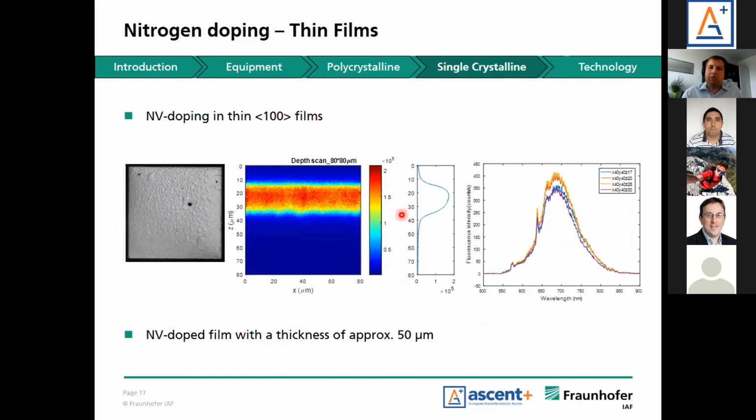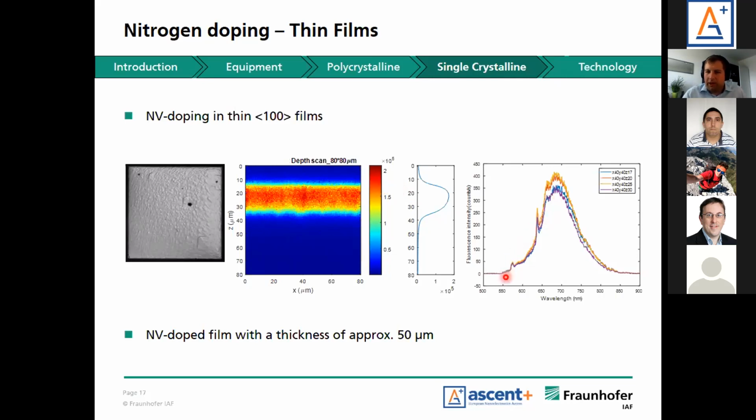This is actually not so easy as it sounds, because the nucleation behavior of nitrogen doped diamond is a bit different to intrinsic diamond, but we've succeeded in doing that. And what you see here is a typical photoluminescence scan, a depth scan that shows you a thick 100 oriented NV doped layer. In this case, it's approximately 50 microns in thickness.